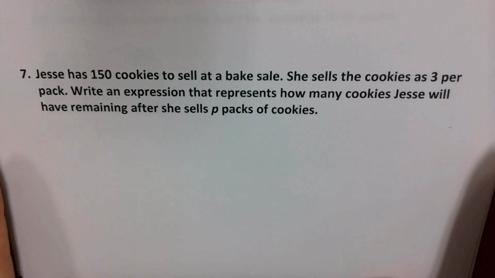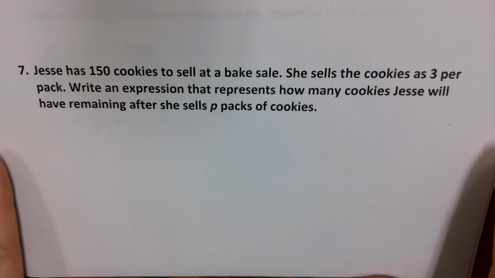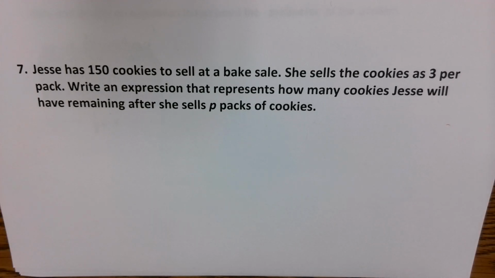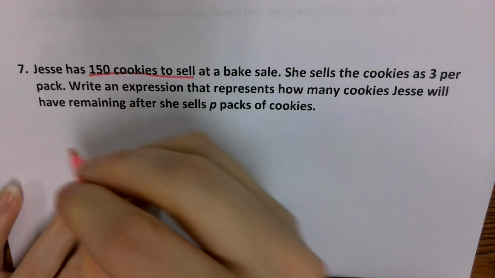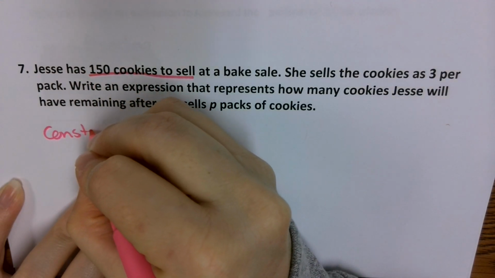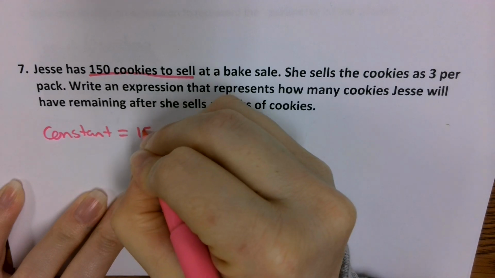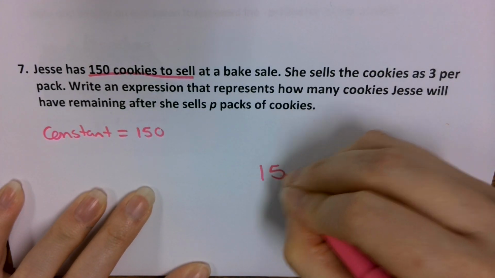So Jessie has 150 cookies to sell at a bake sale. She sells the cookies as 3 per pack. We're going to write an expression that represents how many cookies she will have remaining after she sells P packs of cookies. Okay, so when we started off, our constant was what she starts with. She has 150 to start with. That's our constant. So we're starting off with 150 cookies.